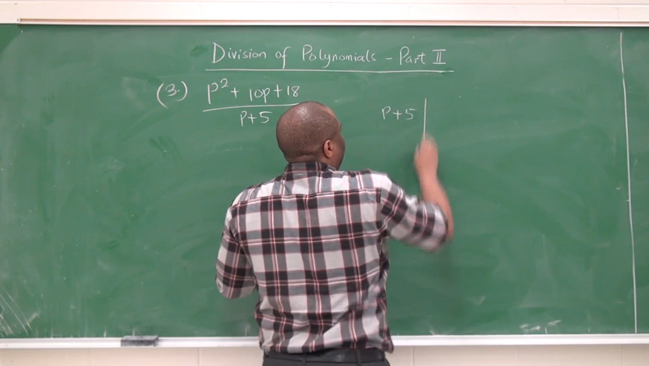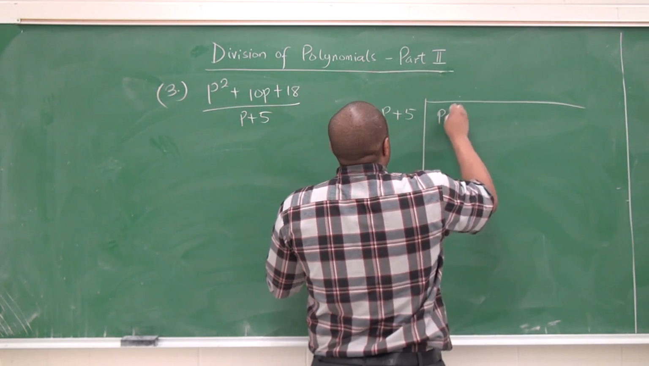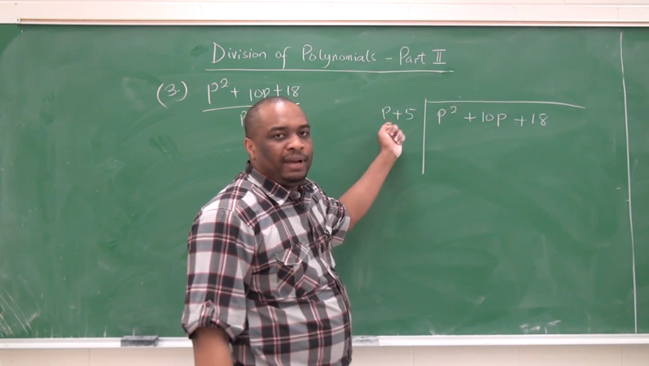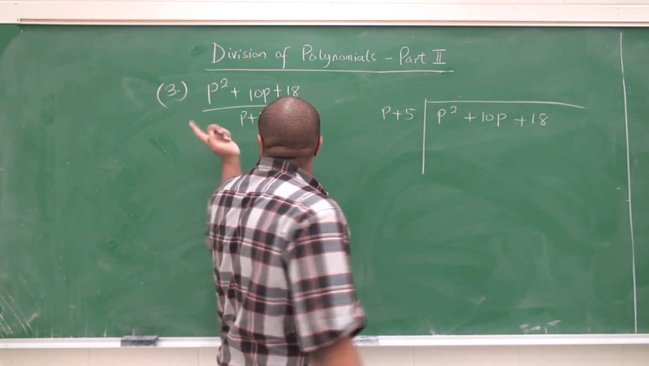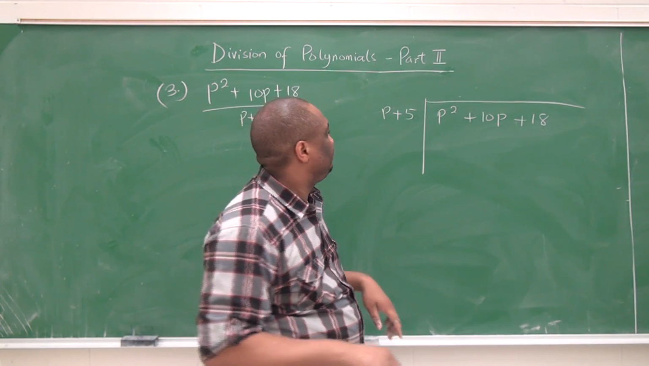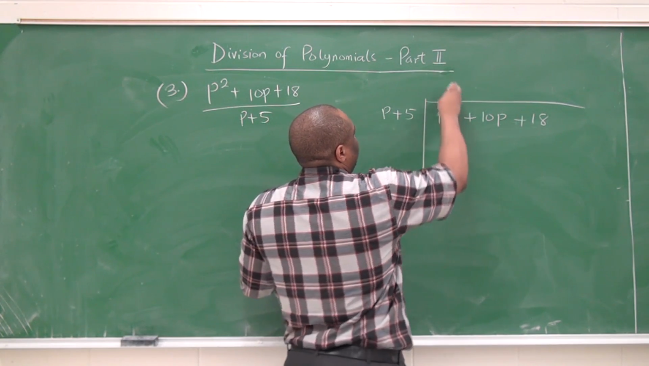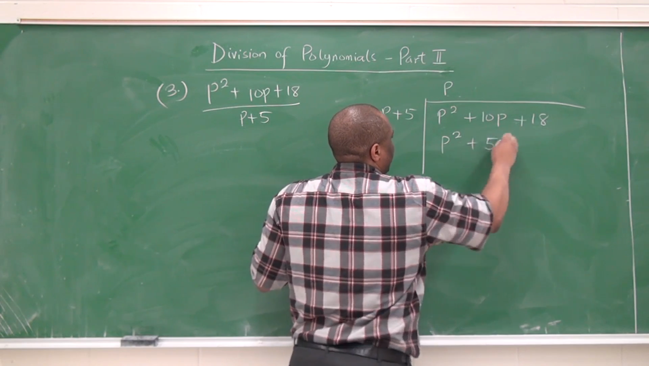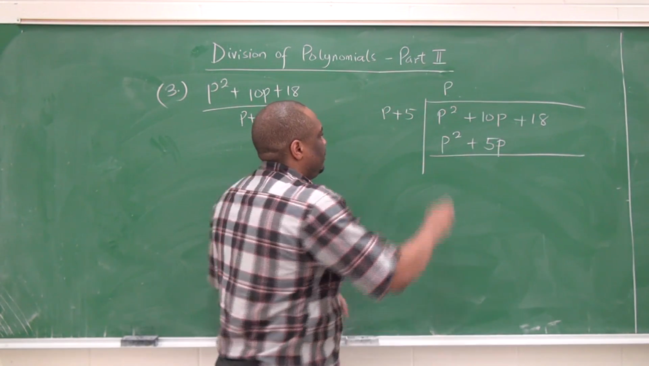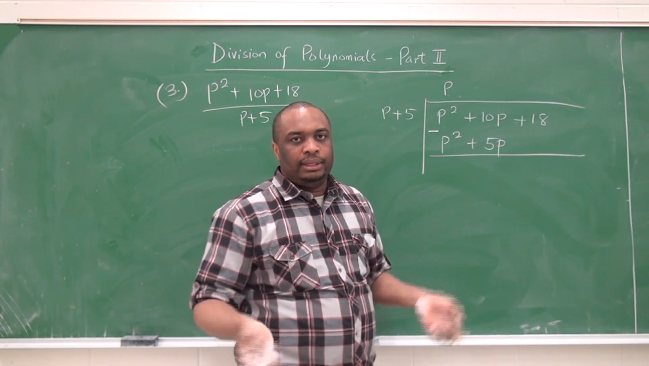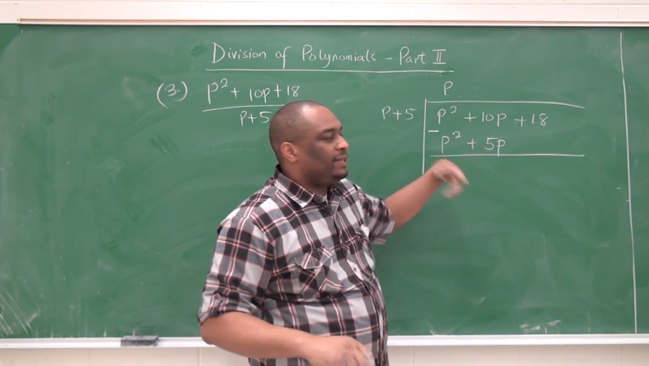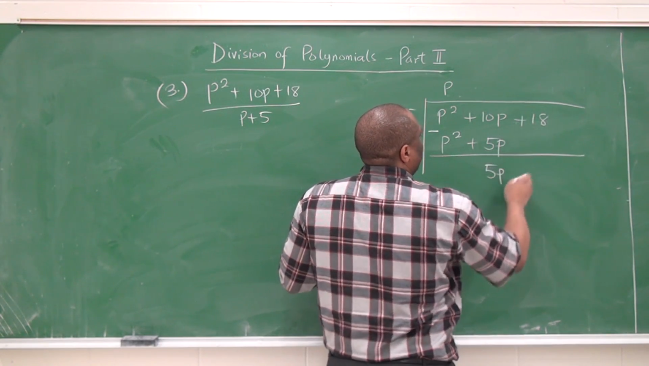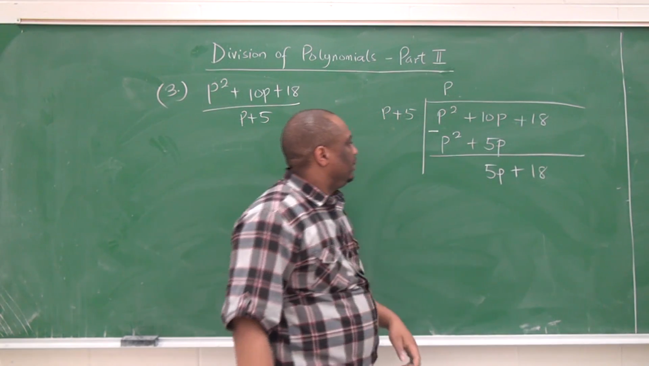p plus 5 divide p squared plus 10p plus 18. p squared divided by p. Remember, divide, multiply, subtract, bring down. p squared divided by p is what? p. p times p is p squared. p times 5 is 5p. Okay? Then you subtract. p squared minus p squared is 0. 10p minus plus 5p. Minus plus is minus. 10 minus 5 is 5, 5p. Then you bring down what? 18. You bring down 18.